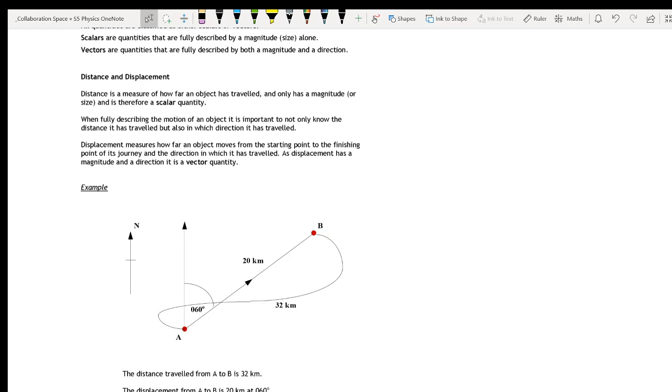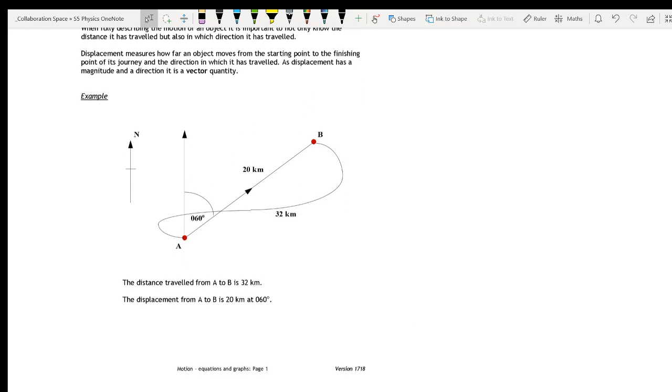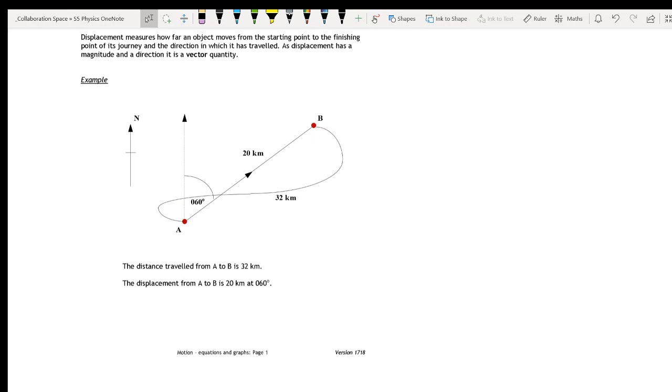So that's distance and displacement. Distance and displacement is your obvious vector scalar pair. So distance is the scalar, just the magnitude, and displacement is the vector, so it's the magnitude plus the direction. So there's an example here of the two different things. We've got a start point A and an end point B. So this person has walked this path here. So we know that they have walked 32 kilometres.